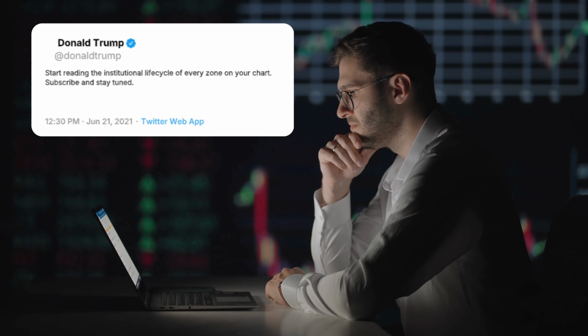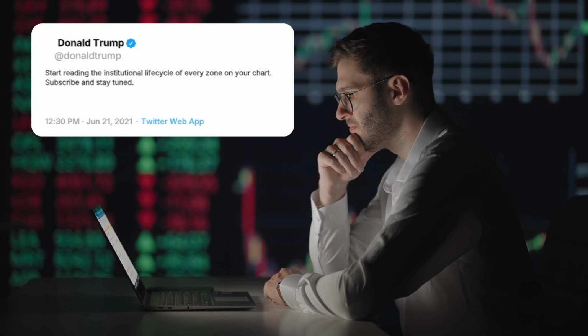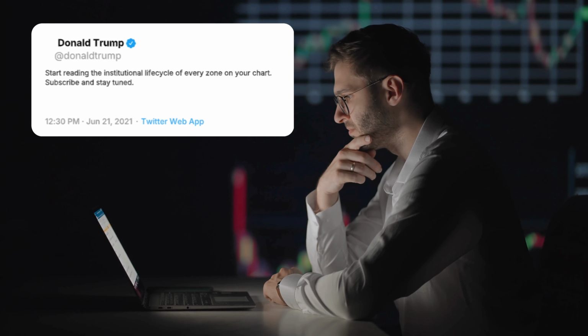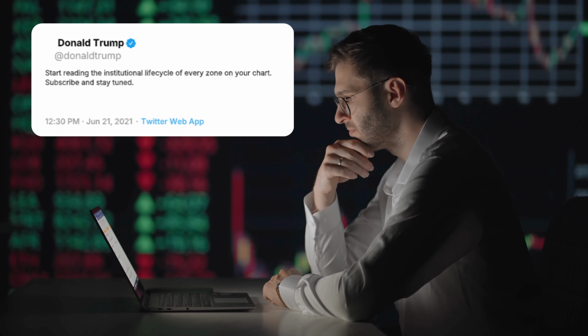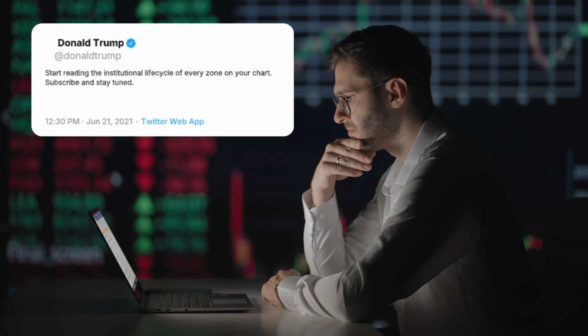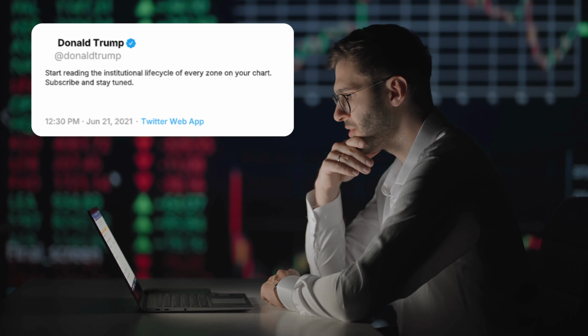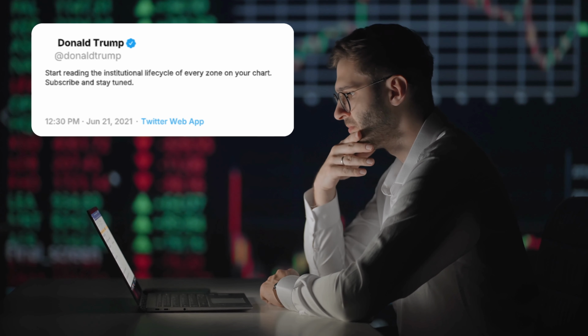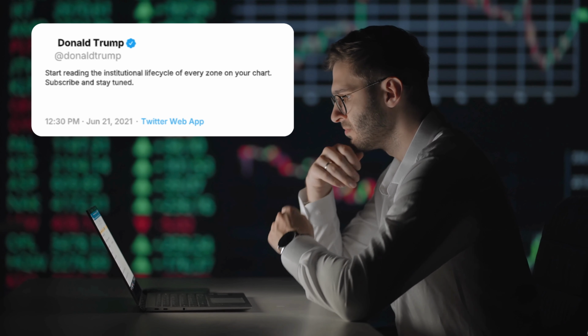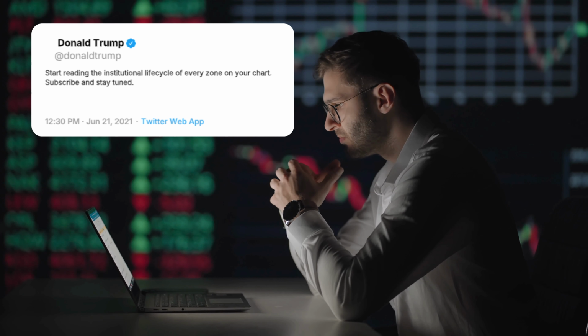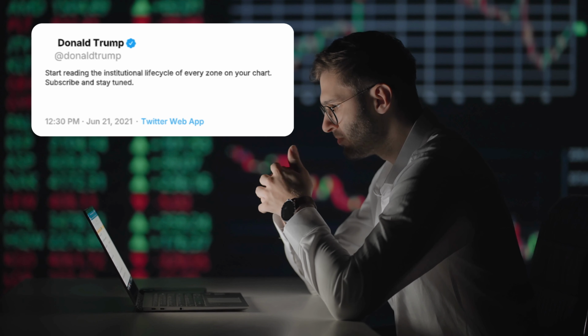Start reading the institutional life cycle of every zone and block on your chart, and your smart money analysis will reach a level of precision and consistency that genuinely separates you from the overwhelming majority of traders who know these concepts by name but cannot tell them apart on a live chart when it actually matters.